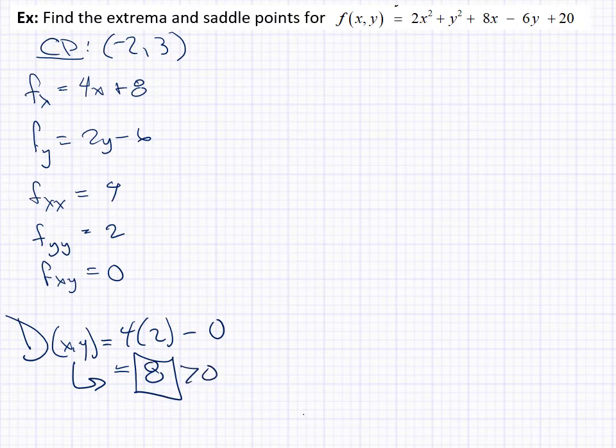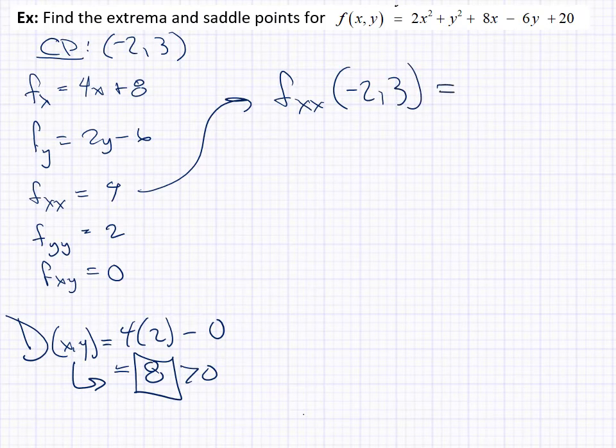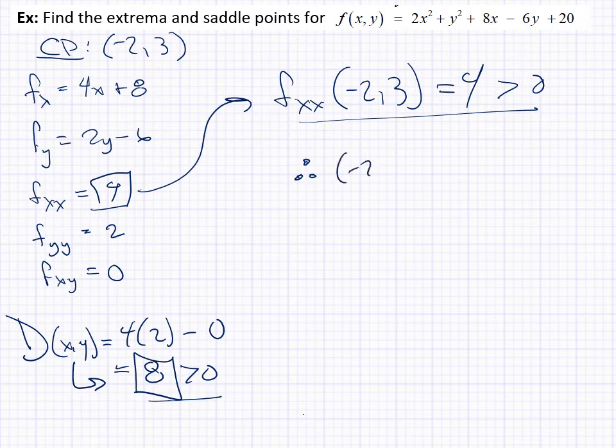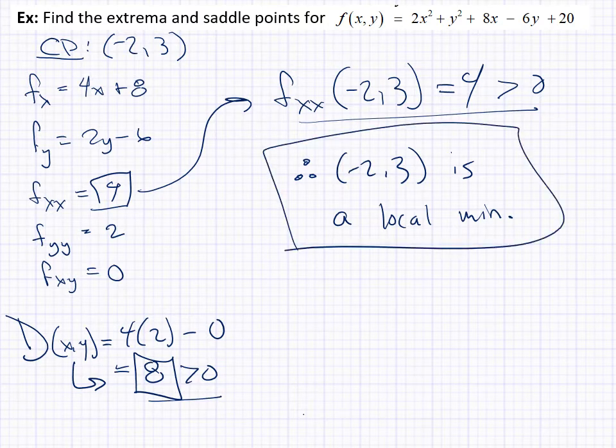All right. So that right there is a starting point. So now we got to look at the f_xx. So if I find f_xx at (-2, 3), what am I going to get? If I plug (-2, 3) into f_xx, well, it's a constant. It's just 4. Okay? So no matter what I plug in, I'm going to get 4, which is positive. So f_xx is greater than 0. The discriminant is greater than 0. Therefore, (-2, 3) is a local minimum. That's it. Okay, pretty easy. We should be able to handle that.